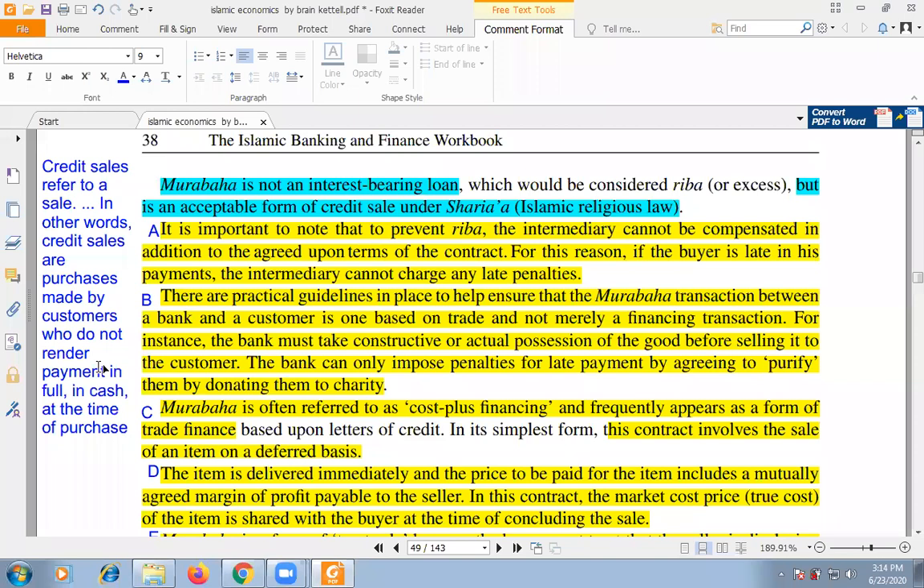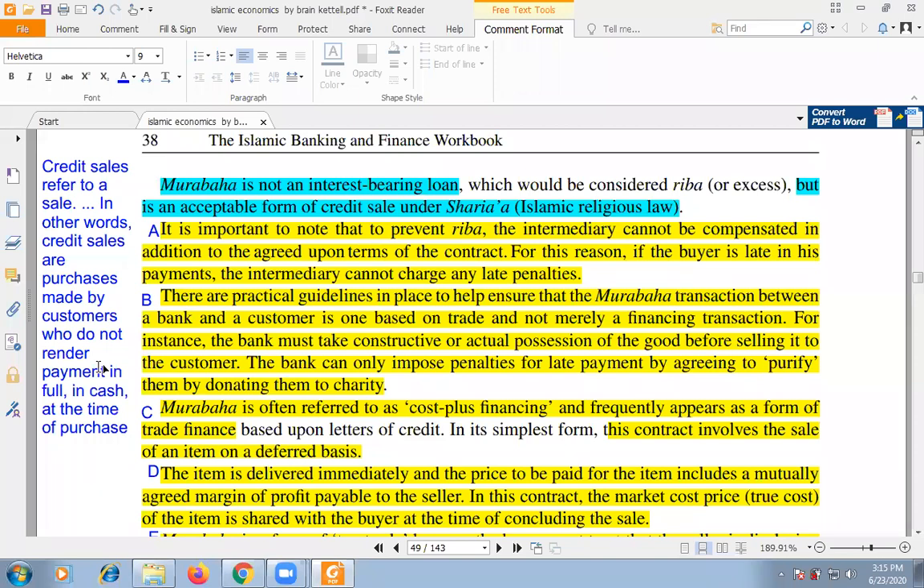The important point is why Murabaha is so important in Islamic banking. The first importance is that it prevents riba. Riba will not be added in any kind of transaction. Here, the intermediary, the Islamic bank, cannot be compensated in addition to the agreed upon terms of the contract. For example, if the buyer is late for any installment, any future payment, then the bank cannot charge any late penalties as compensation to the bank. That is not allowed in Sharia.